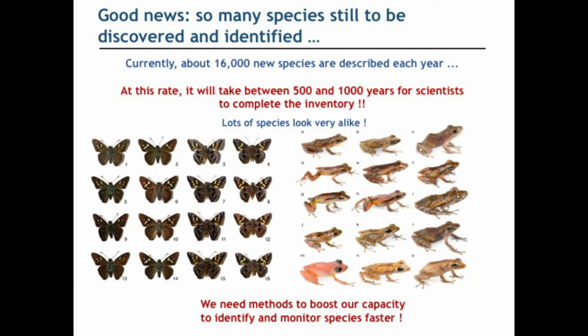Another problem also is that there are lots of species that look very alike. Those are not representative butterflies of the same species. They are all different species, and same thing for these frogs. Unless you are very, very expert, you may have a very hard time to identify these species, except by investing a lot of time and energy. So we need methods to boost our capacity to identify and monitor species faster.